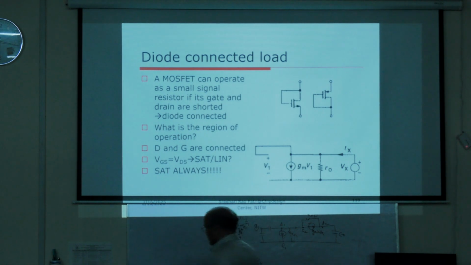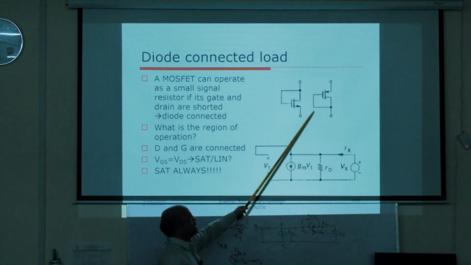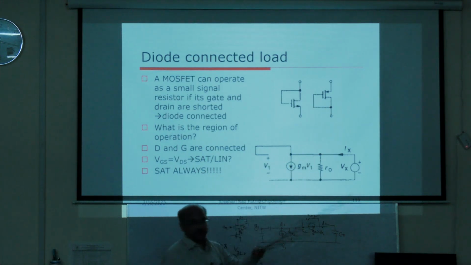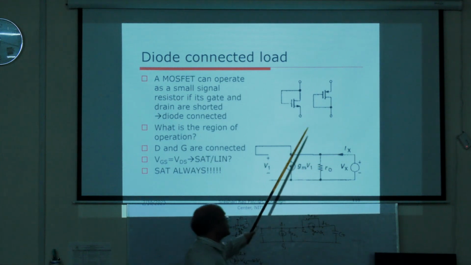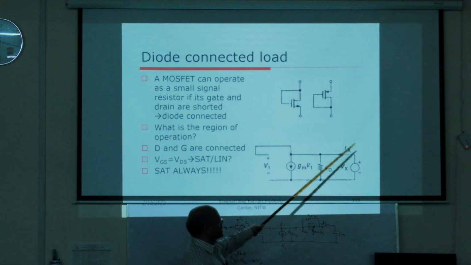Now coming to this one. Here gate and drain are connected together. We call it the diode connected transistor. Here very quickly, without going into math, we'll try to say whether this transistor is in saturation or not, is the question here. Why you want to look at that, I'll tell later on.